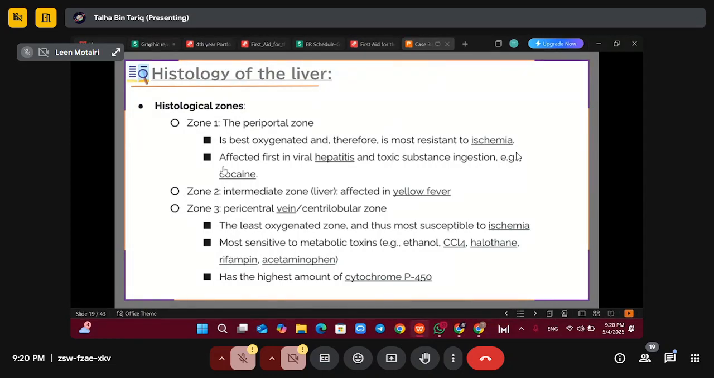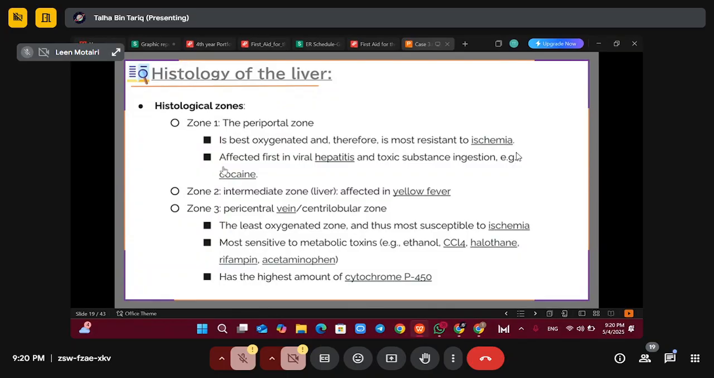We all know whenever there is a counting 1, 2, 3, the second one is always the intermediate zone or the middle one. So the second zone you can remember by the intermediate zone, and it is affected in yellow fever. This is enough for you guys to know that it's affected in yellow fever. You do not need to go into the details, what is yellow fever, or what are the clinical features and all of that.